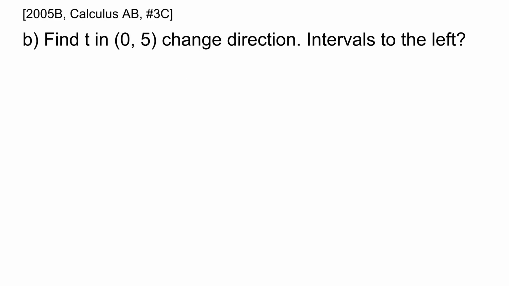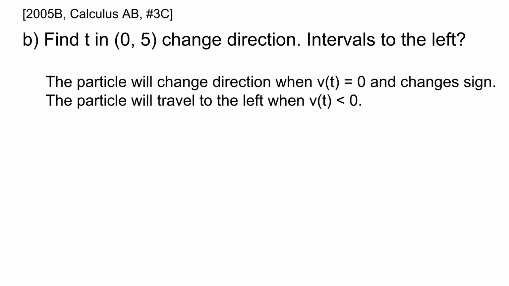In part B of the question, we are asked to find the time t in the interval from 0 to 5, where the particle changes direction, and to identify intervals where the particle is moving to the left. So the particle will change direction when v of t is equal to 0 and changes sign. And the particle will travel to the left when v of t is negative.